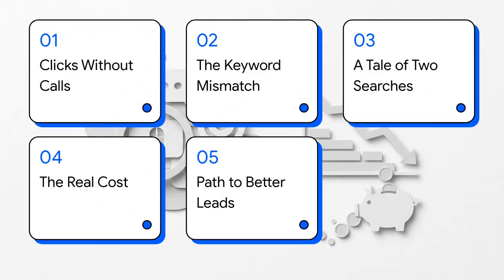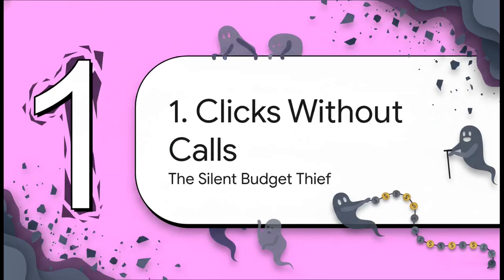All right, so here's our game plan. We're going to talk about why you get clicks but no calls, what this whole keyword mismatch thing is, look at a real-world example, figure out the real cost of this, and then, most importantly, find the path to getting better leads. Okay, let's dive into our first topic, clicks without calls, what I like to call the silent budget thief.